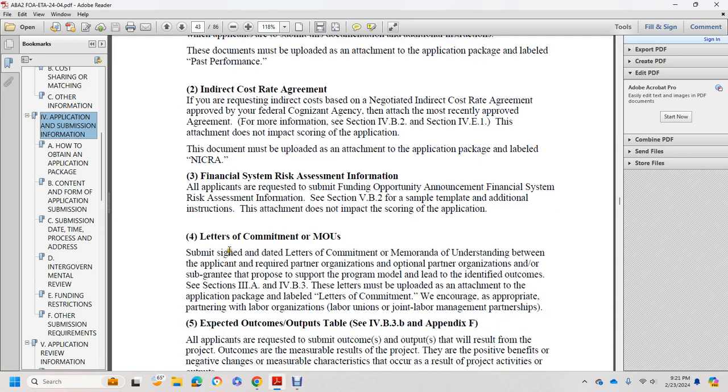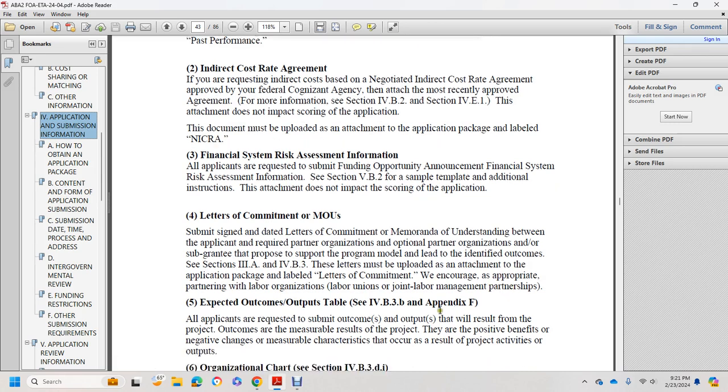Letters of commitment, memorandum of understanding. Submit signed and dated letters of commitment and memoranda of understanding between the applicant and the required partner, optional partners, and or subgrantees, supporting the proposed program model leading to the identified outcomes in Sections 3A and 4B3. These letters must be uploaded as an attachment to the application package labeled letters of commitment. We encourage, as appropriate, partnerships with labor organizations, labor unions, and joint labor management partnerships.